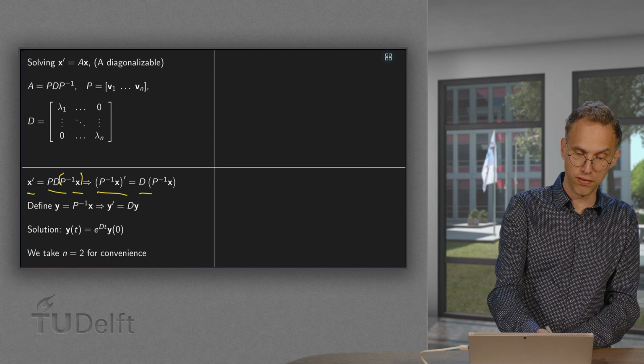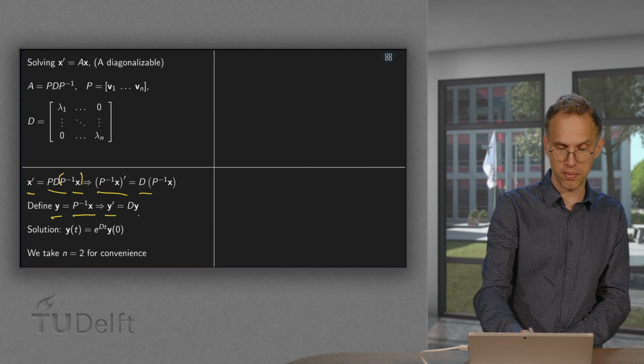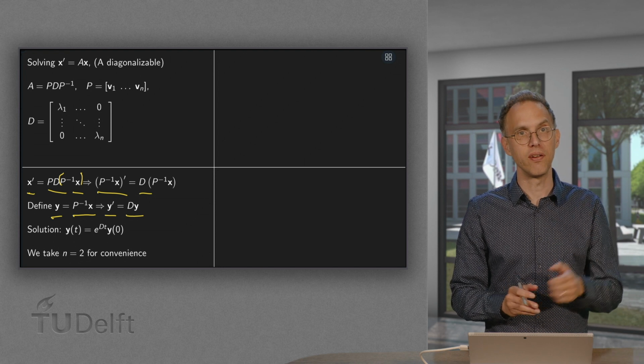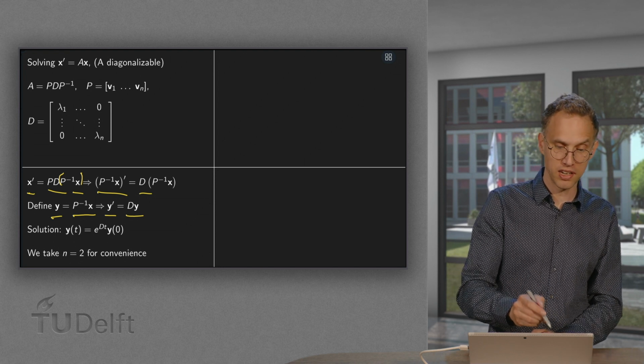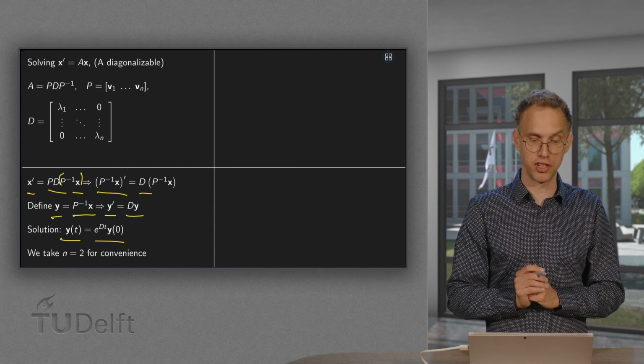So we define a new variable y equals p inverse times x, and we obtain y prime equals d times y. Now we can write down the solution immediately. y of t equals e to the power dt times y of 0.